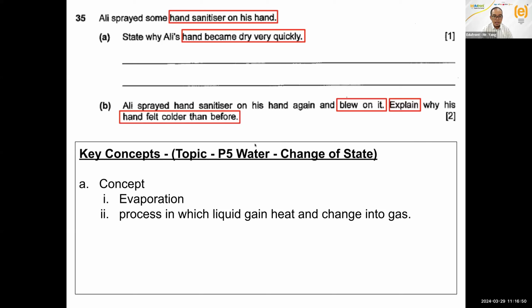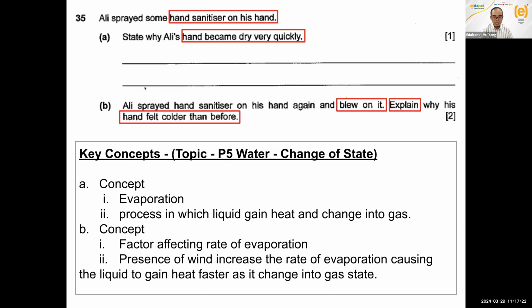And the concept for the first part here is evaporation. Okay, the concept is evaporation, not condensation, not boiling, not melting. So this is on evaporation. And you need to understand what evaporation means. If you recall very quickly, evaporation is a change of state from liquid to gas, and this involves heat gain. So you need to be able to recall the concept.